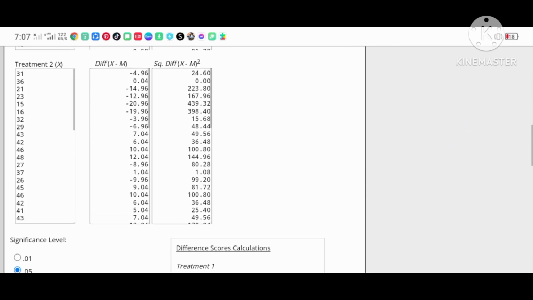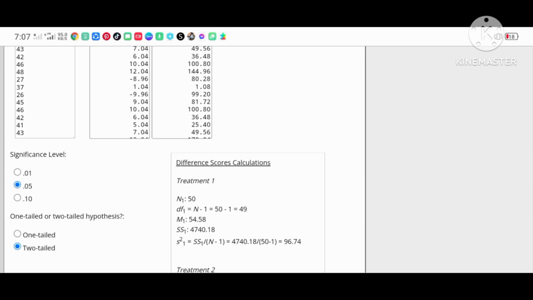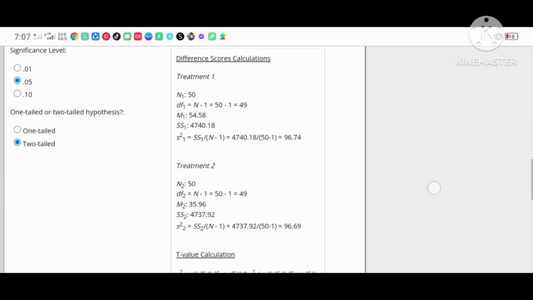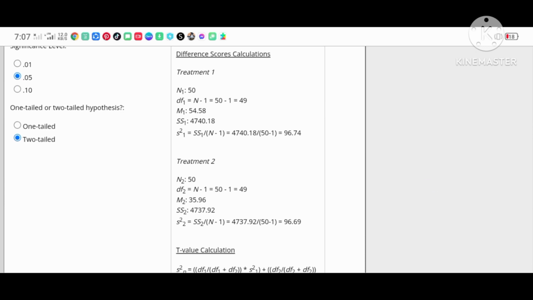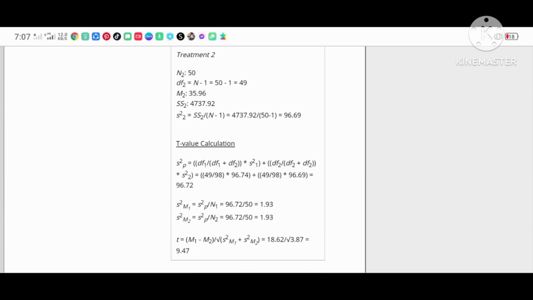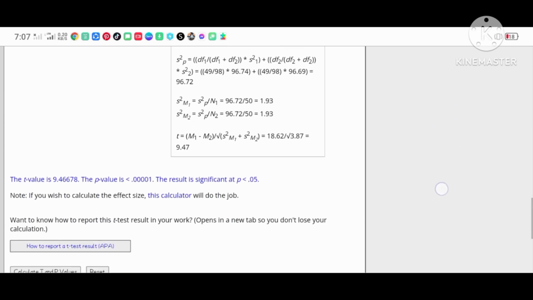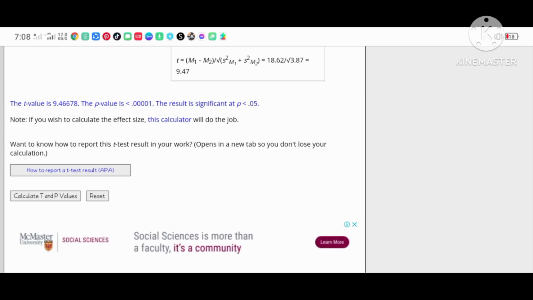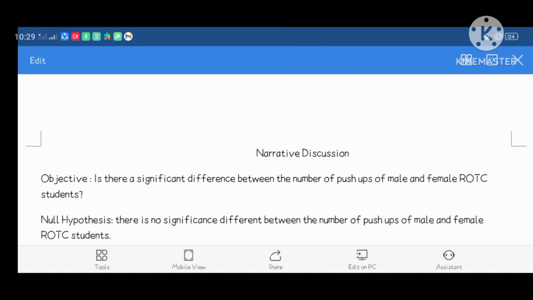So here are the results. The confidence level is 97%. The mean for Treatment 1 is 54.58 and the mean for Treatment 2 is 35.96. The t-value is 9.46678. The p-value is less than 0.0001. The result is significant at p less than 0.05.